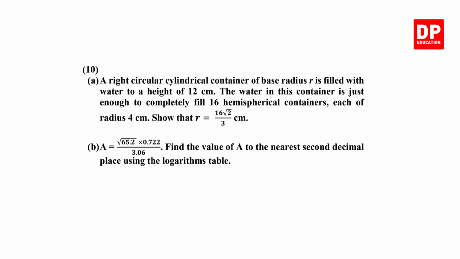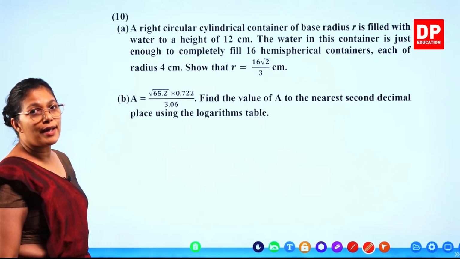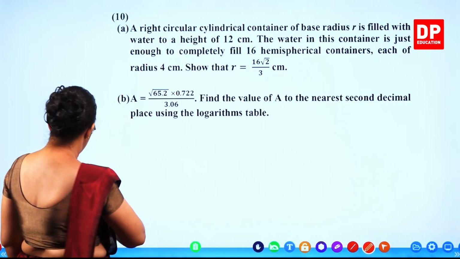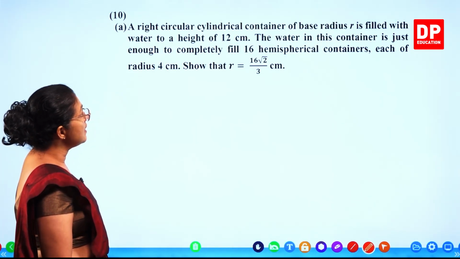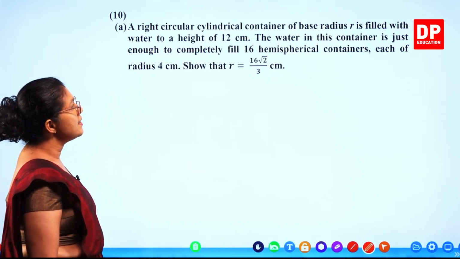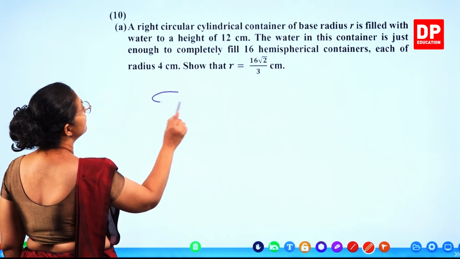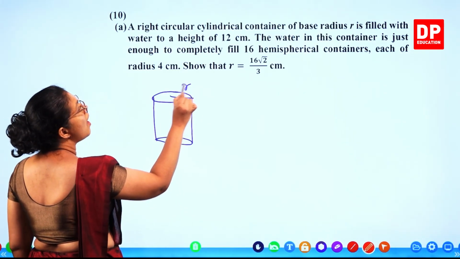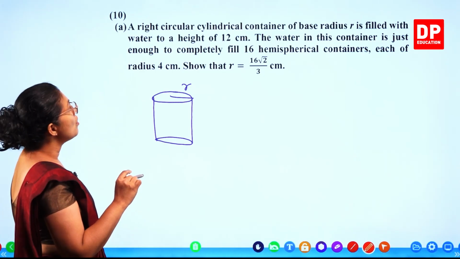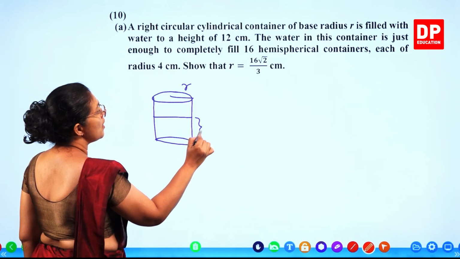Let's do question number 10. This is about volume, and in part B you have to use the log tables to find the solution. Let's take part A. A right circular cylindrical container of base radius r is filled with water. So cylindrical container, base radius r, is filled with water to a height of 12 centimeters. So this water is filled up to 12 centimeters.